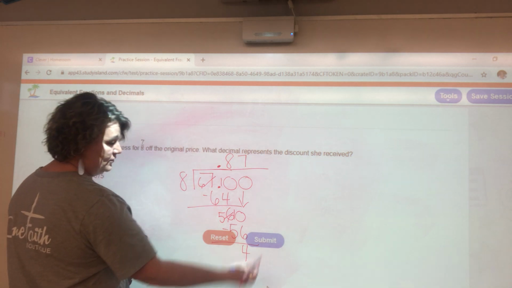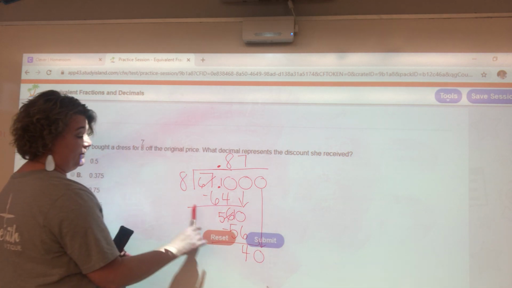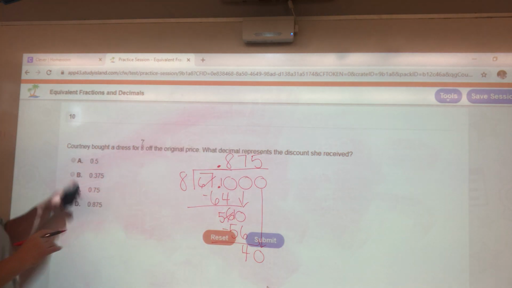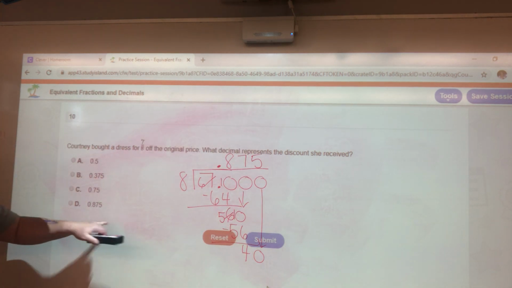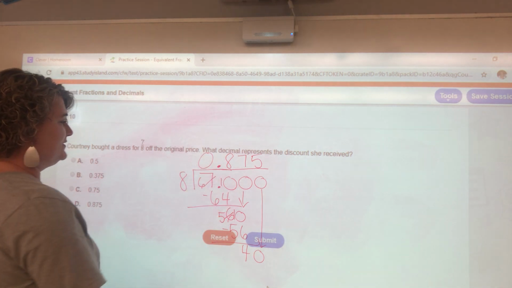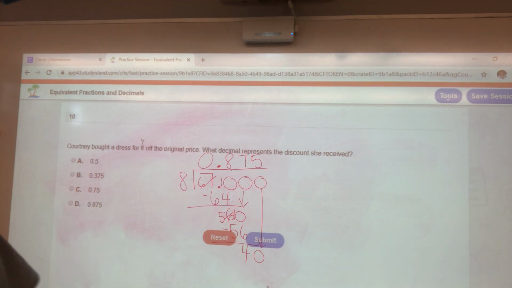I still have a remainder. Then you add another 0, and then you bring this down, and this is going to work perfectly because 8 times 5 is exactly 40. So it's 0.875. And look, I don't have a 0 there, so if you want to add a 0, that's fine. That is the exact same thing as that. Don't get hung up on that.